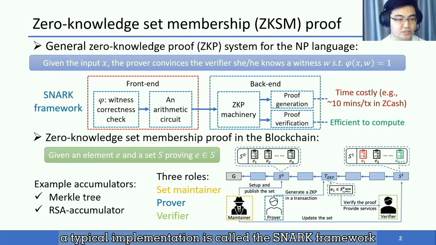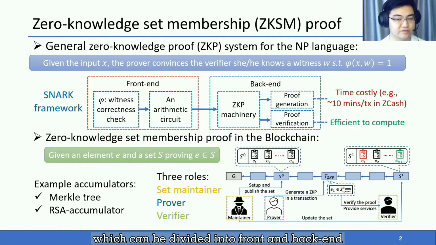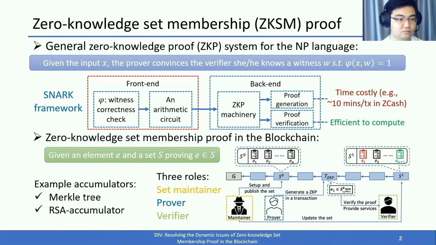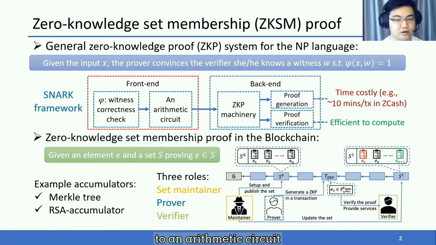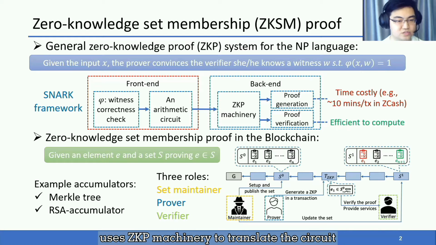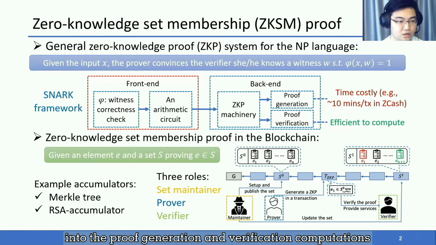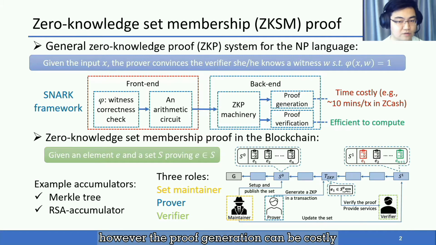A typical implementation is called the SNARK framework, which can be divided into front and back end, where the front end converts the computation of witness correctness check to an arithmetic circuit, and the back end uses ZKP machinery to translate the circuit into the proof generation and verification computations. Notice that the proof verification is usually succinct to compute. However, the proof generation can be costly, which depends on the complexity of the circuit.